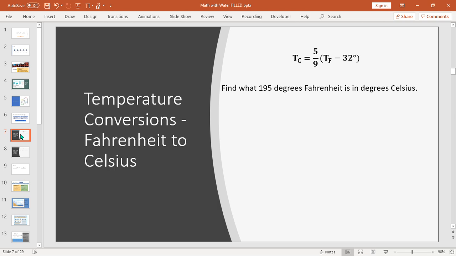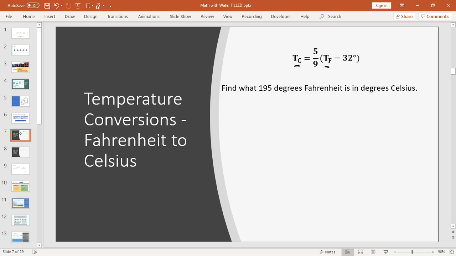I know everyone probably will just do this on Google conversions, but you should know the math behind your conversions here. So TC means the temperature in Celsius, and TF means the temperature in Fahrenheit. If I want to find a temperature in degrees Celsius, this is the formula I use.